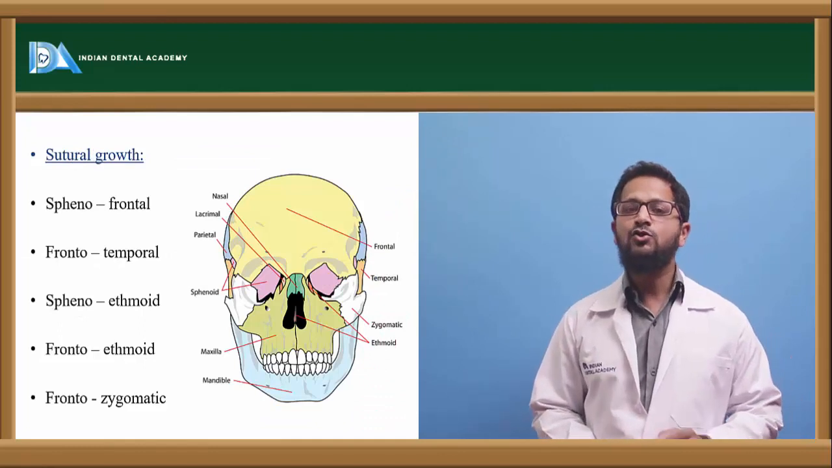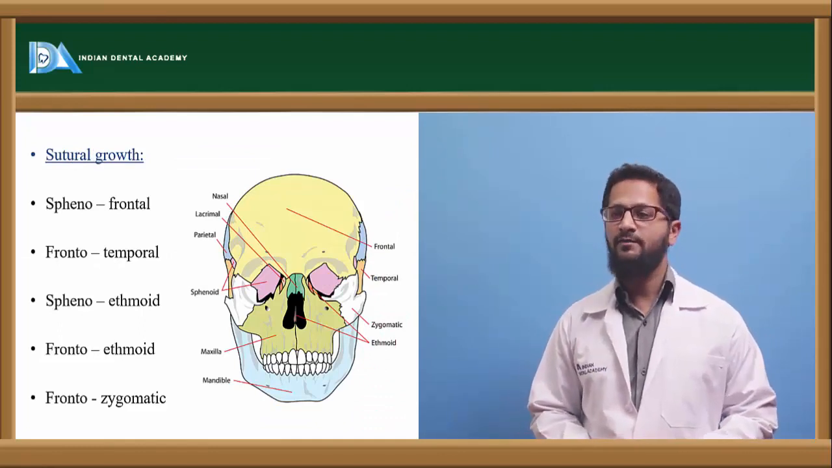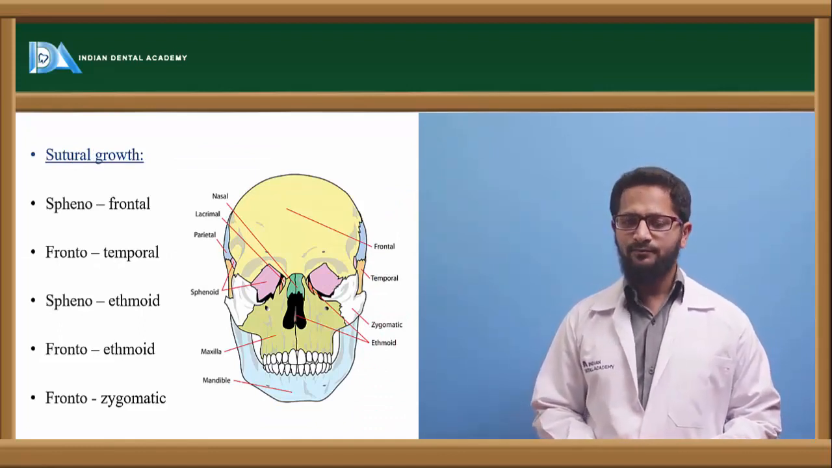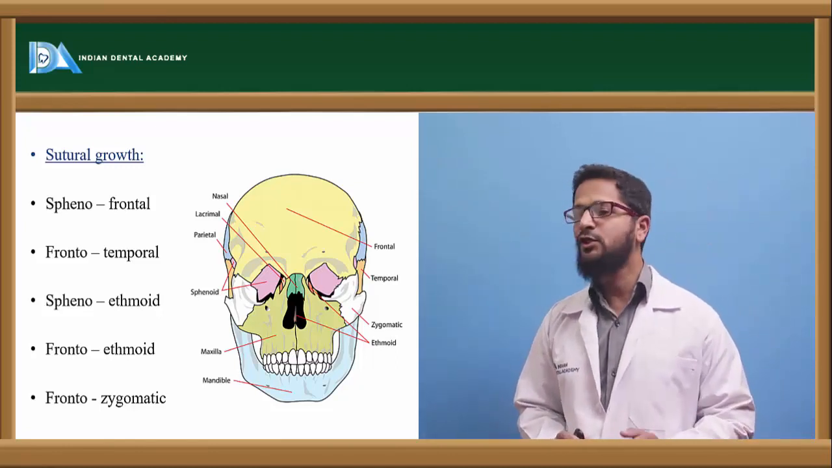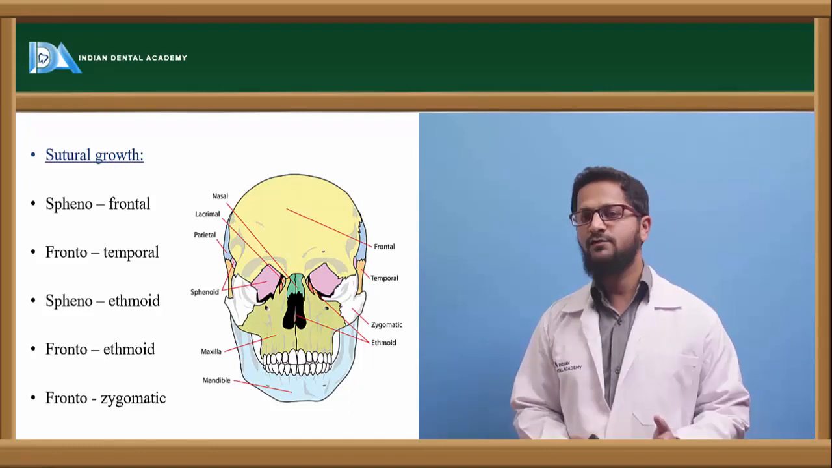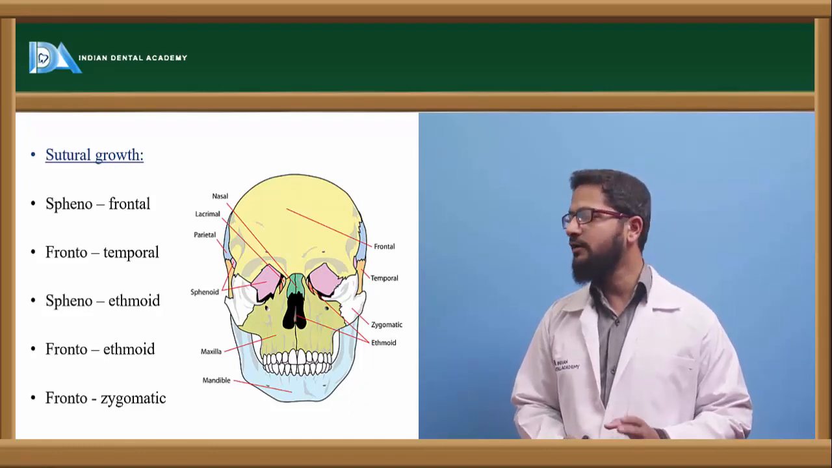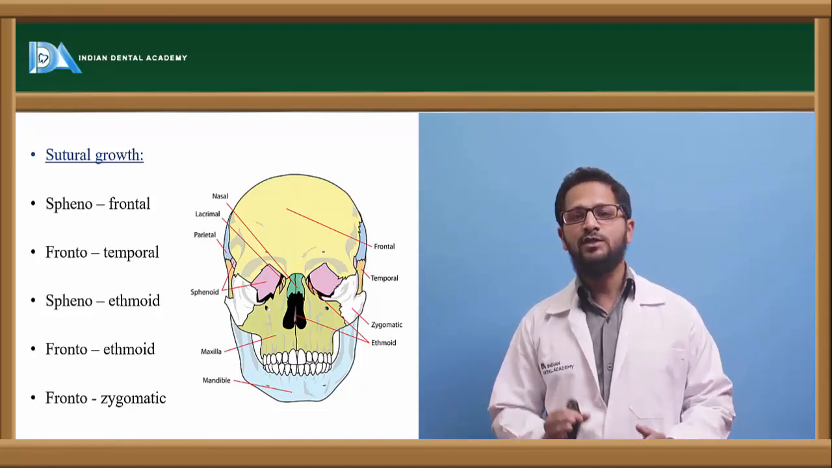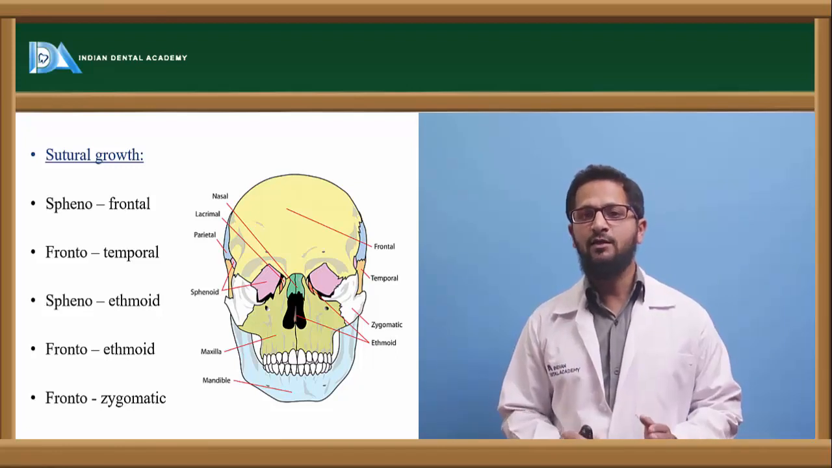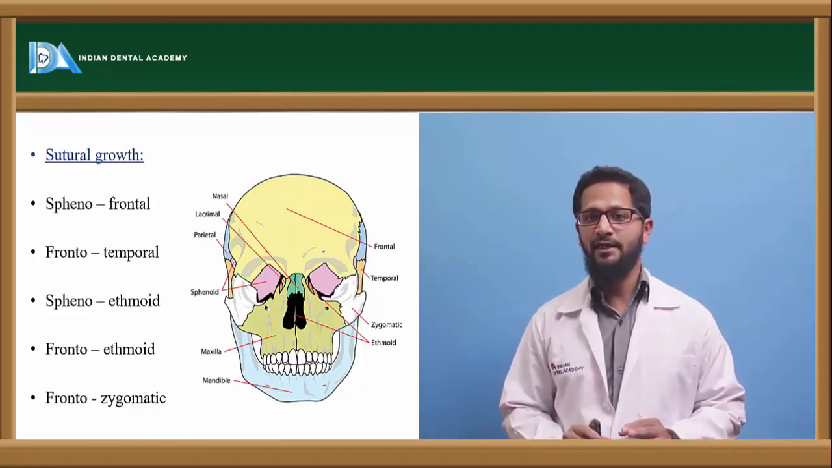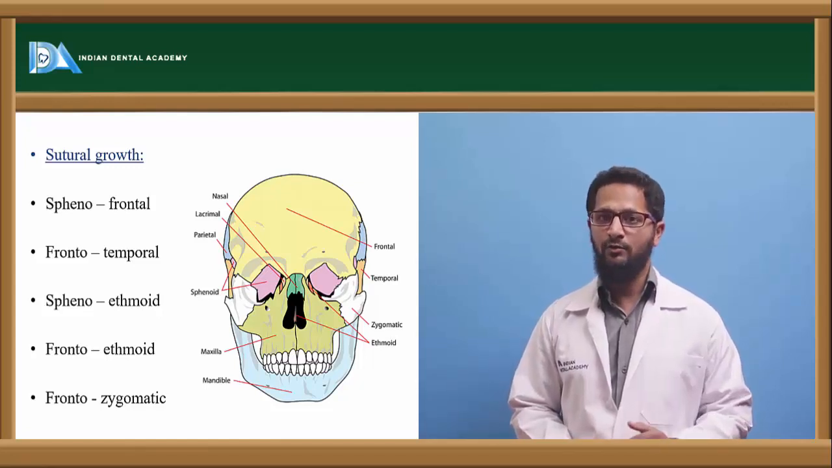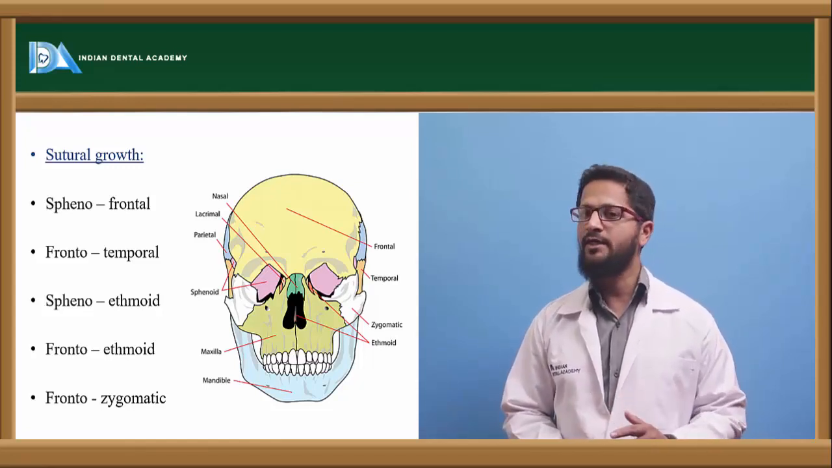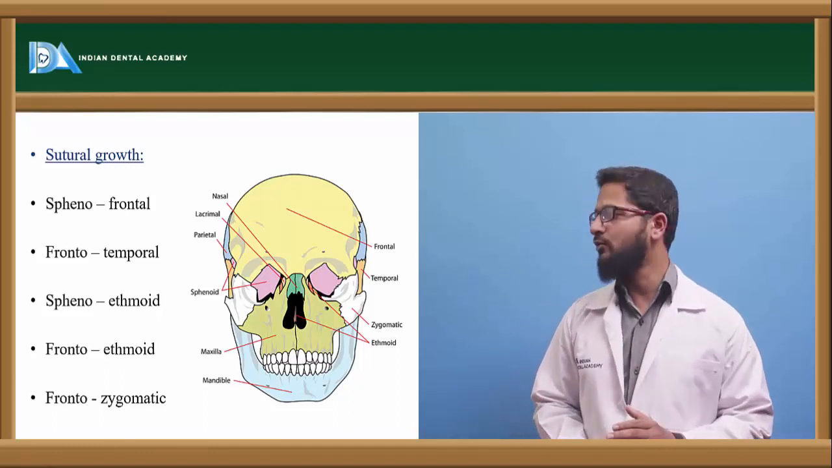The third most common mechanism of the growth of the cranial base is sutural growth. There are a number of sutures present in the cranial base. It can be sphenofrontal, frontotemporal, sphenoethmoid, frontoethmoid, and frontozygomatic. Each of these sutures is given a particular name based upon the two bones it connects. Like first, sphenofrontal, it connects the sphenoid bone with the frontal bone. Next, frontotemporal, it connects the frontal bone with the temporal bone.